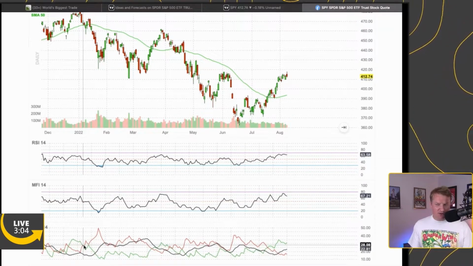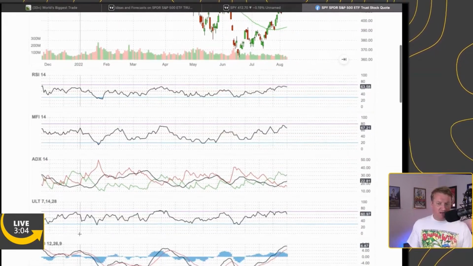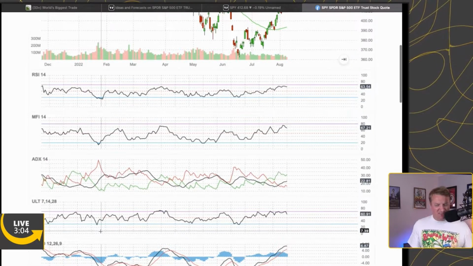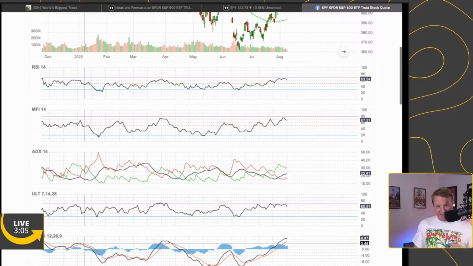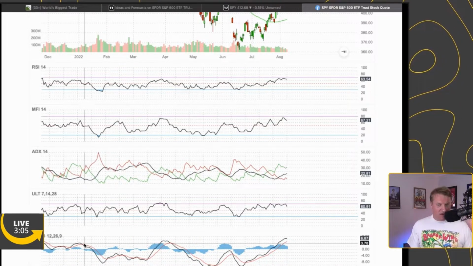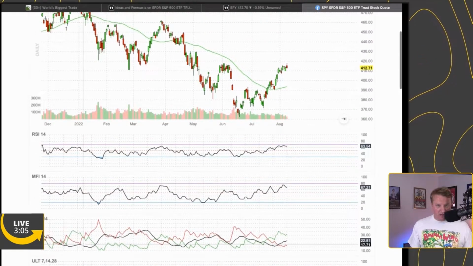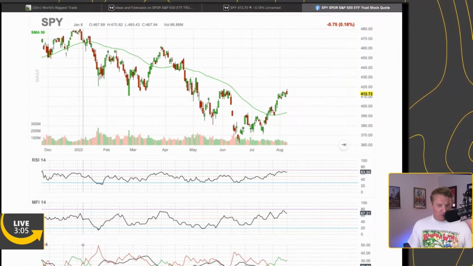Now, we had this negative move back here on the 13th, and as you can see, the ADX crossed, the red line crossing over the green line, and also some choppiness in the ULT. The ULT will not come into focus for a little while, but the MACD, which is another momentum oscillator, you can see what lines up here in early January.